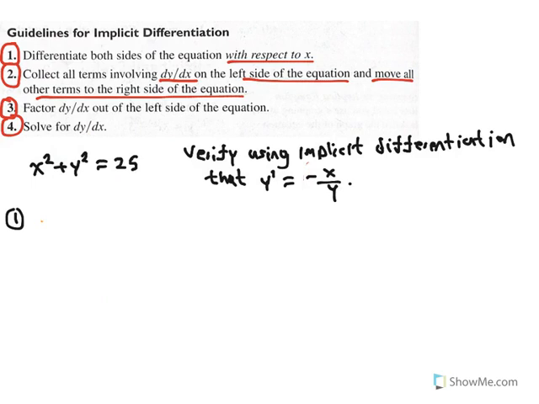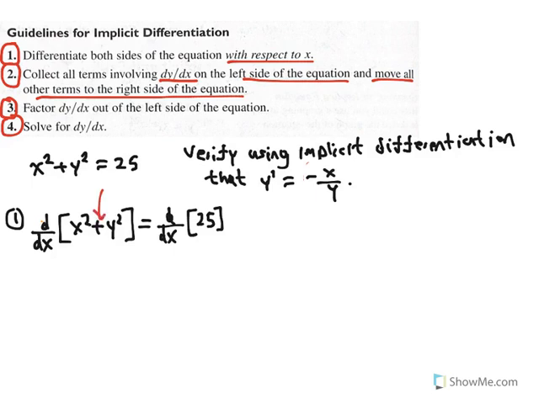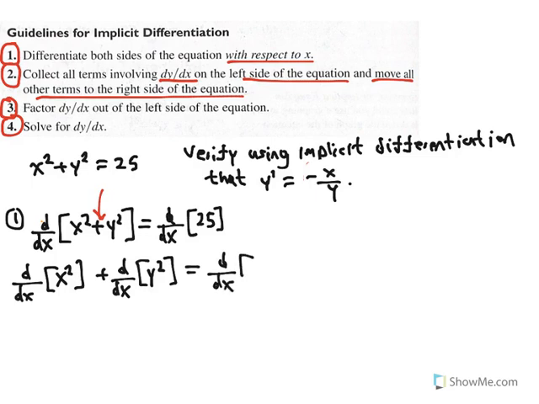So we begin with step 1, differentiate both sides of the equation with respect to x. So we have the derivative with respect to x of x squared plus y squared is equal to the derivative with respect to x of 25. So the next step would be on the left side of the equation we have a sum. So we're going to write the derivative with respect to x of the first term plus the derivative with respect to x of the second term, which is a composition of two functions. And on the right side we have the derivative with respect to x of the constant 25.